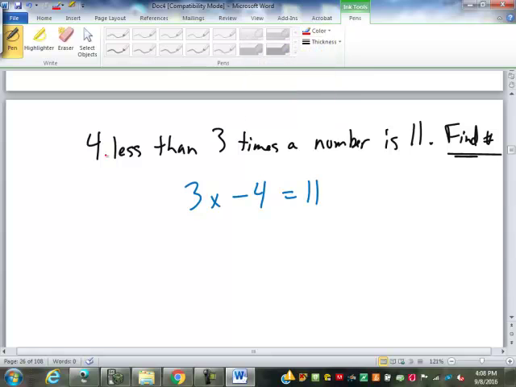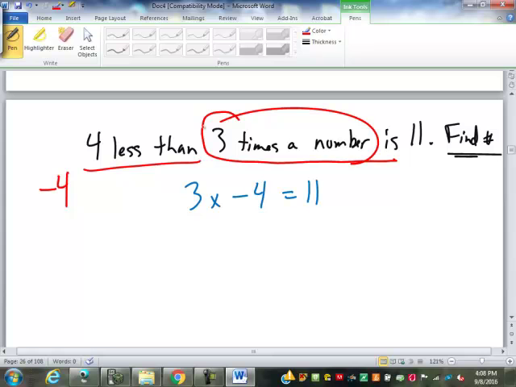A lot of people get confused by this 4 less than. They think that means you got to start with 4. No, 4 less than means the 4 is being subtracted from something. What's it being subtracted from? Usually it's from what comes right after it. The 3x, 3 times the number.